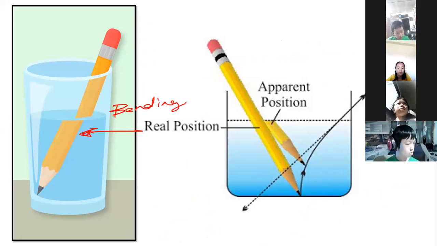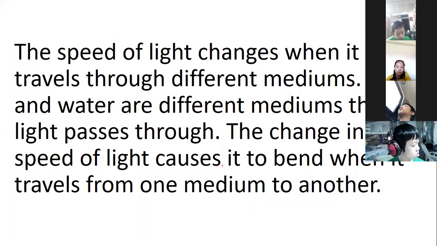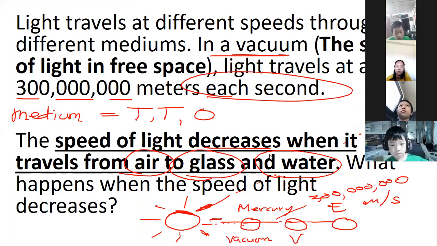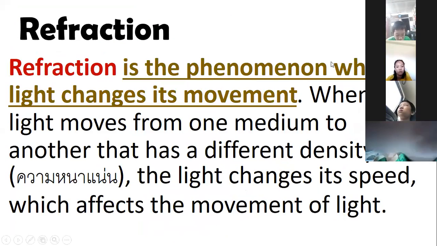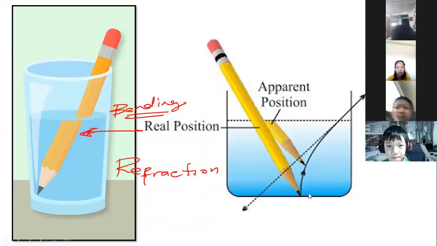Bending, not straight, no? When we see the object. So that means refraction. What is refraction in Thai? I don't have the word here. No, never mind. Okay, here.